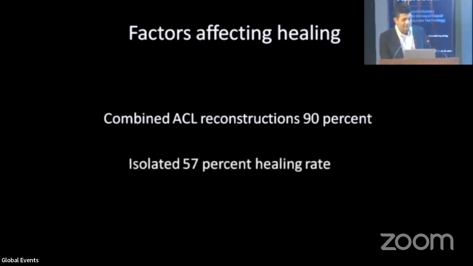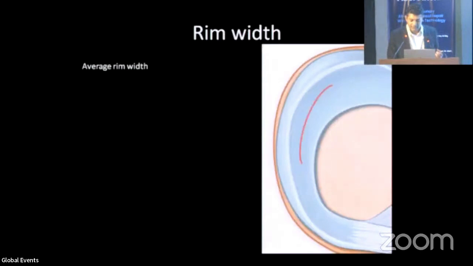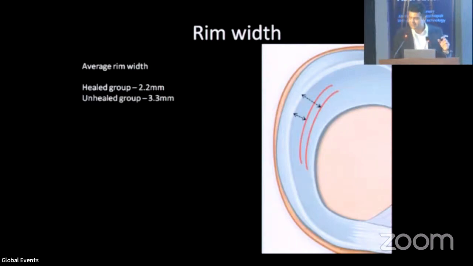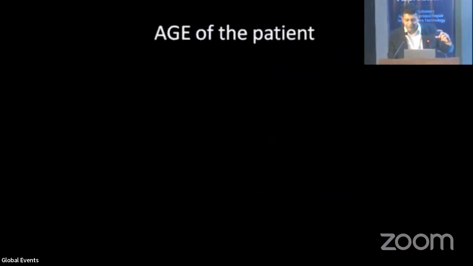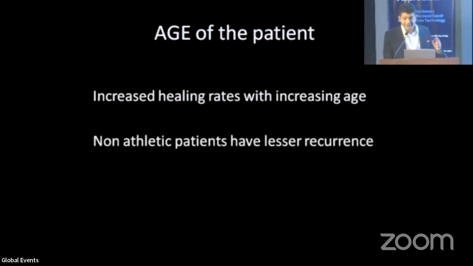Isolated tears have about 57% healing rates. Hence, a combined repair is usually better. Peripheral tears heal better. That's not something we do not know about, especially the rim width, the width of a tear from the lateral margin of your meniscus. In the healed group, mostly it's about 2.2 millimeters. That means tears which are more towards the periphery heal better than in the unhealed group, which are more towards the central.